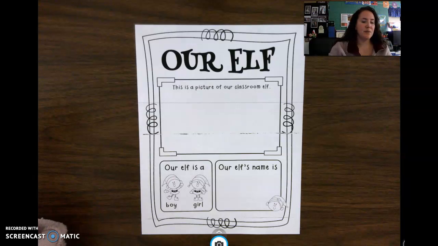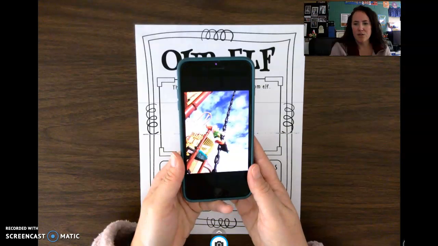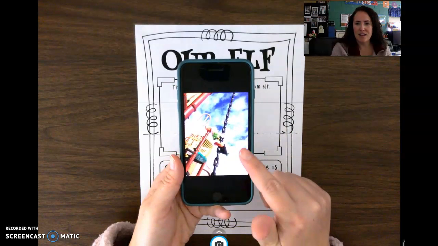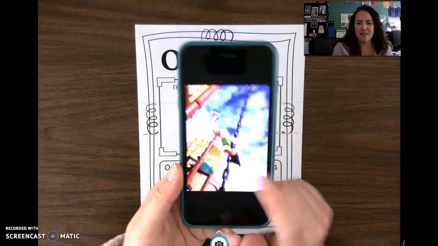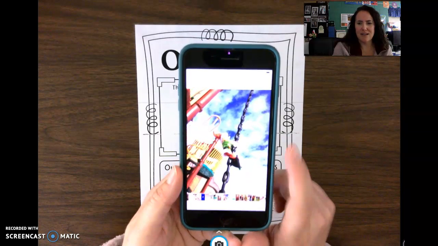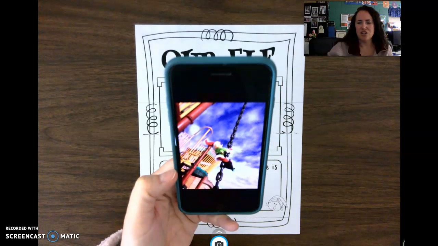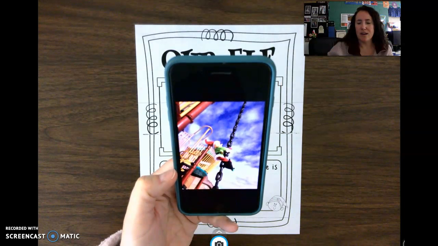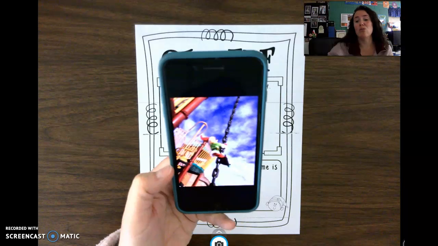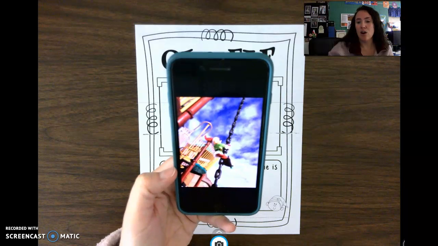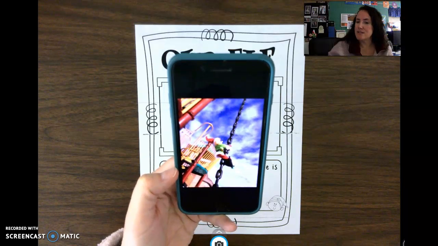When Jingle sent me a picture today, look where he is. Can you see that? He is on the playground. He's climbing up one of the chains on the playground. So he wanted me to share that with you. He said he thought our playground was really cool. He had a fun time, and he hopes you all are back and get to enjoy it soon.